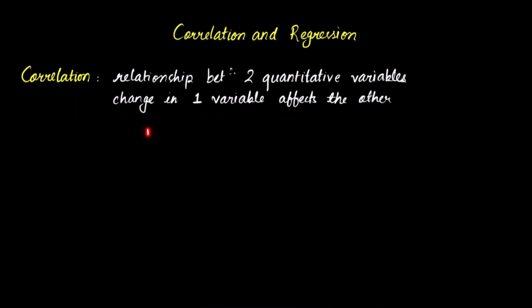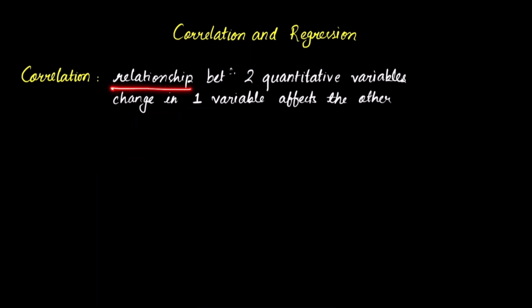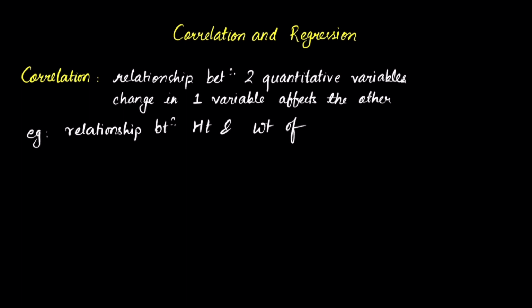Such a relation between two quantitative variables is what we call correlation. So what is correlation? It is a relationship between two quantitative variables like height and weight of a person such that change in one variable affects the other. When height increased, weight increased as well. So the example is relationship between height and weight of a person.